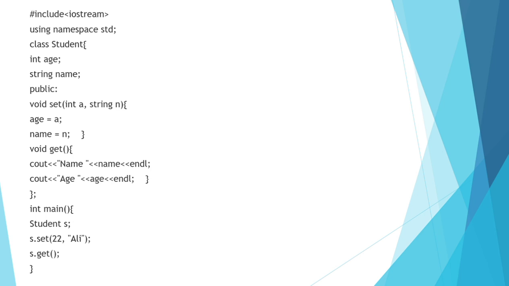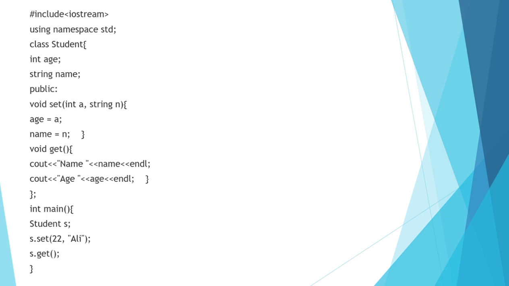These attributes are declared as data members of the class. The student class defines a blueprint for representing a student with two private data members, age, an integer, and name, a string. These attributes store the student's age and name, respectively. The class includes two public member functions, set and get.